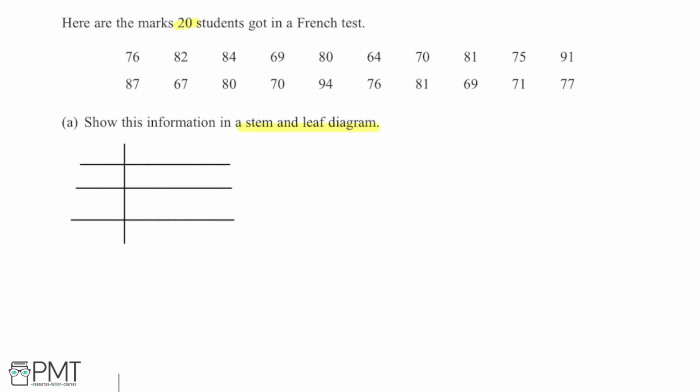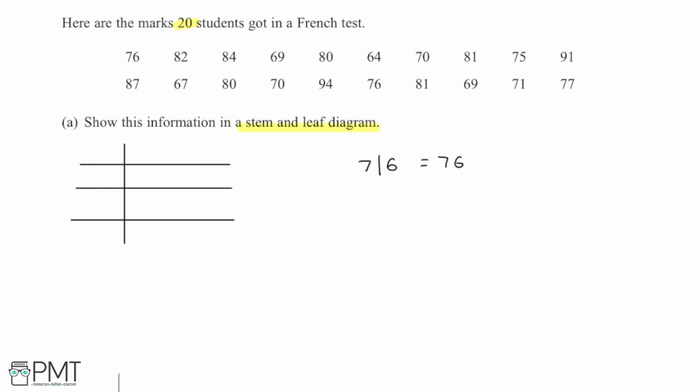And how this works is we would take a number, so for example 76. The 7 is in the tens column, so there'll be a 7 in this column, and then in the corresponding row we will write the 6, which is the leaf. Now I can write out a key for this. So if I write 7, 9, 6, for example, that is going to equal 76. And that's a key for what we're doing here.